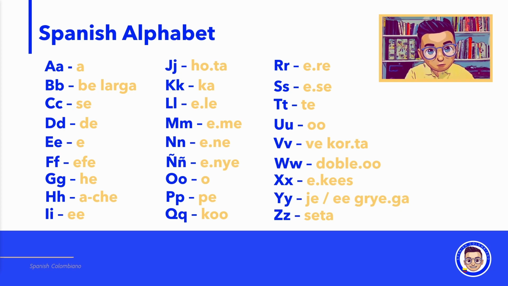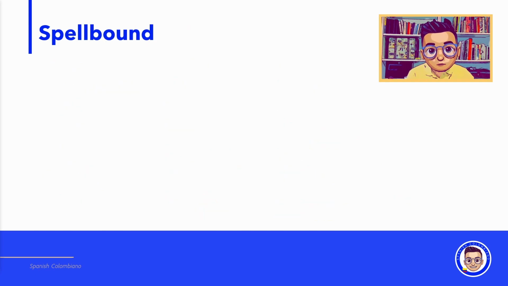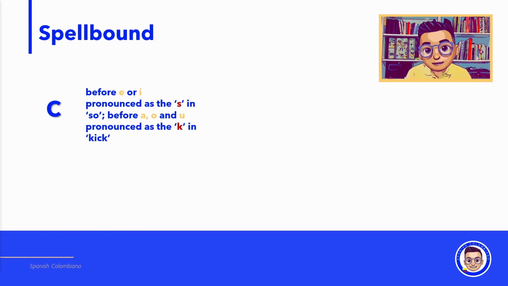Good job, good job. Let's talk a little bit about the spelling rules. The first one is with the letter C in Spanish. Before E or I, it is pronounced as the S in "so," and before A, O, and U, it is pronounced as K in "kick." Let's see some examples.